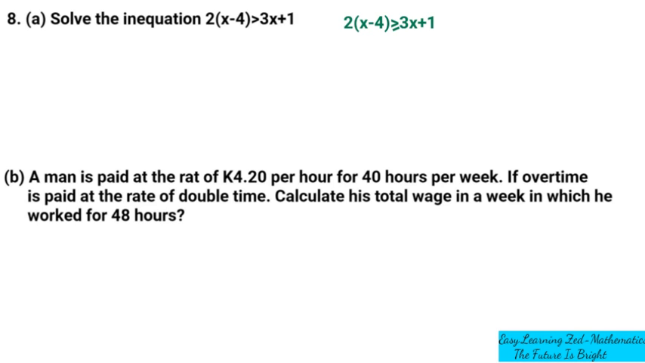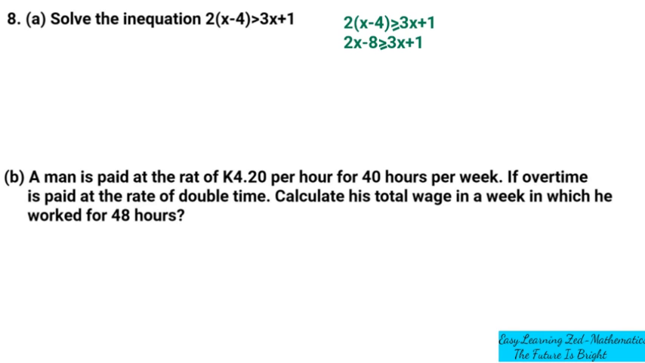Then the next step is to multiply 2 by x minus 4. 2 multiplied by x gives us 2x. 2 multiplied by negative 4 gives us negative 8, which is greater than or equal to 3x plus 1. I haven't done anything to 3x plus 1, I've just rewritten it.